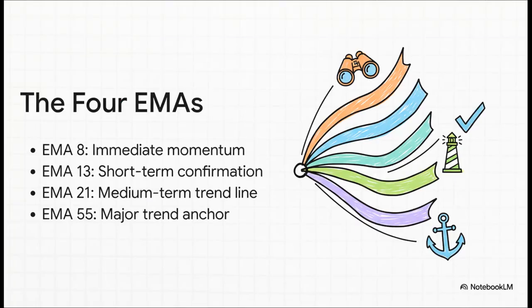Here are our 4 key players. The 8 EMA is like our scout. It's the fastest and sticks closest to the price. The 13 is right behind it, confirming if that initial move has some legs. The 21 acts as our medium-term guidepost. And then you've got the 55. That's the bedrock, our major trend anchor. And yeah, it's probably no coincidence that these are all Fibonacci numbers. It's the way they line up or don't that gives us our signal.